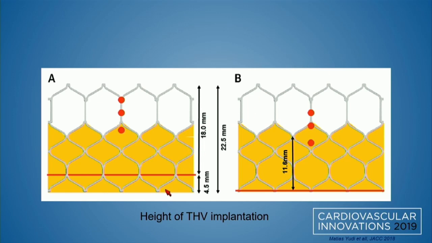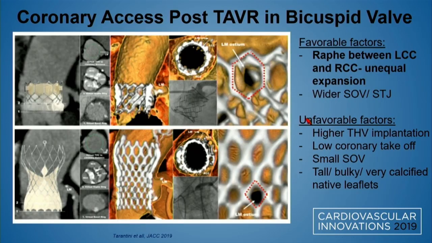Now, the same thing with the height of implantation. Normally, we implant 80-20. Here, it's implanted just at the annulus at 0 level, and so if your coronary heights are low, less than 11, you see that the skirt falls in front of the ostium, and so you're coming from the top.